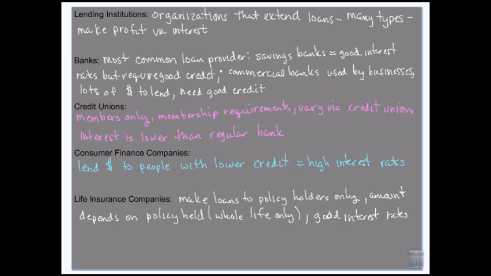Credit unions also require good credit. But credit unions are members only. You can't bank at a credit union unless you are a member of the credit union. So therefore, you cannot take a loan out of a credit union unless you are a member of that credit union. Now, they have membership requirements, and those vary by the credit union.